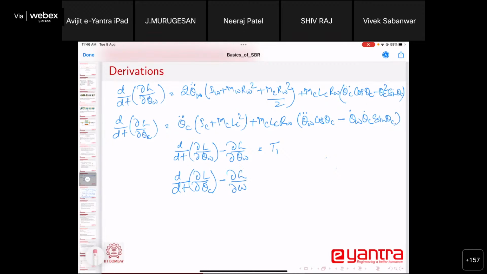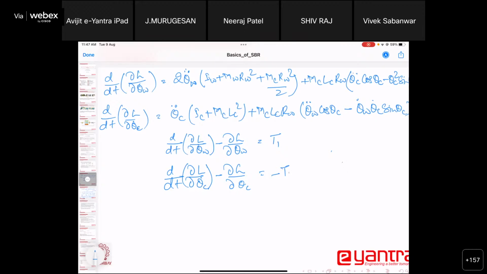Equals to, now what is the torque on the body? Listen carefully. If your wheel is rotating in the forward direction, your body will move in the backward direction. So if the torque applied on the wheel is T1, the torque applied on the center of the body is minus T1. So this equals minus T1.